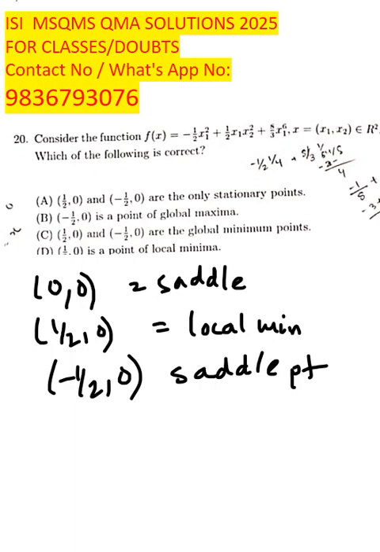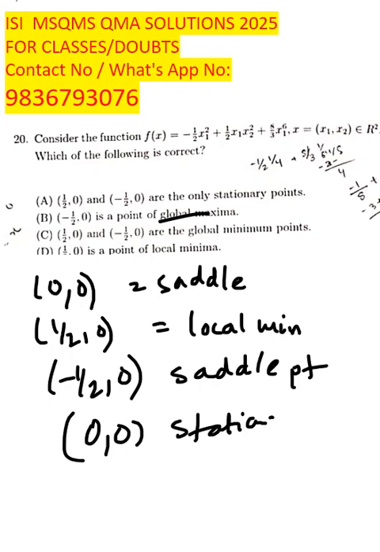Now we'll check the options with 1/2, 0 and -1/2, 0. These are not the only stationary points, so option A is false because 0, 0 is also a stationary point. Option B says 1/2, 0 and -1/2, 0 are global minimum points, which is false. Global maxima at -1/2, 0 is false because it's a saddle point.